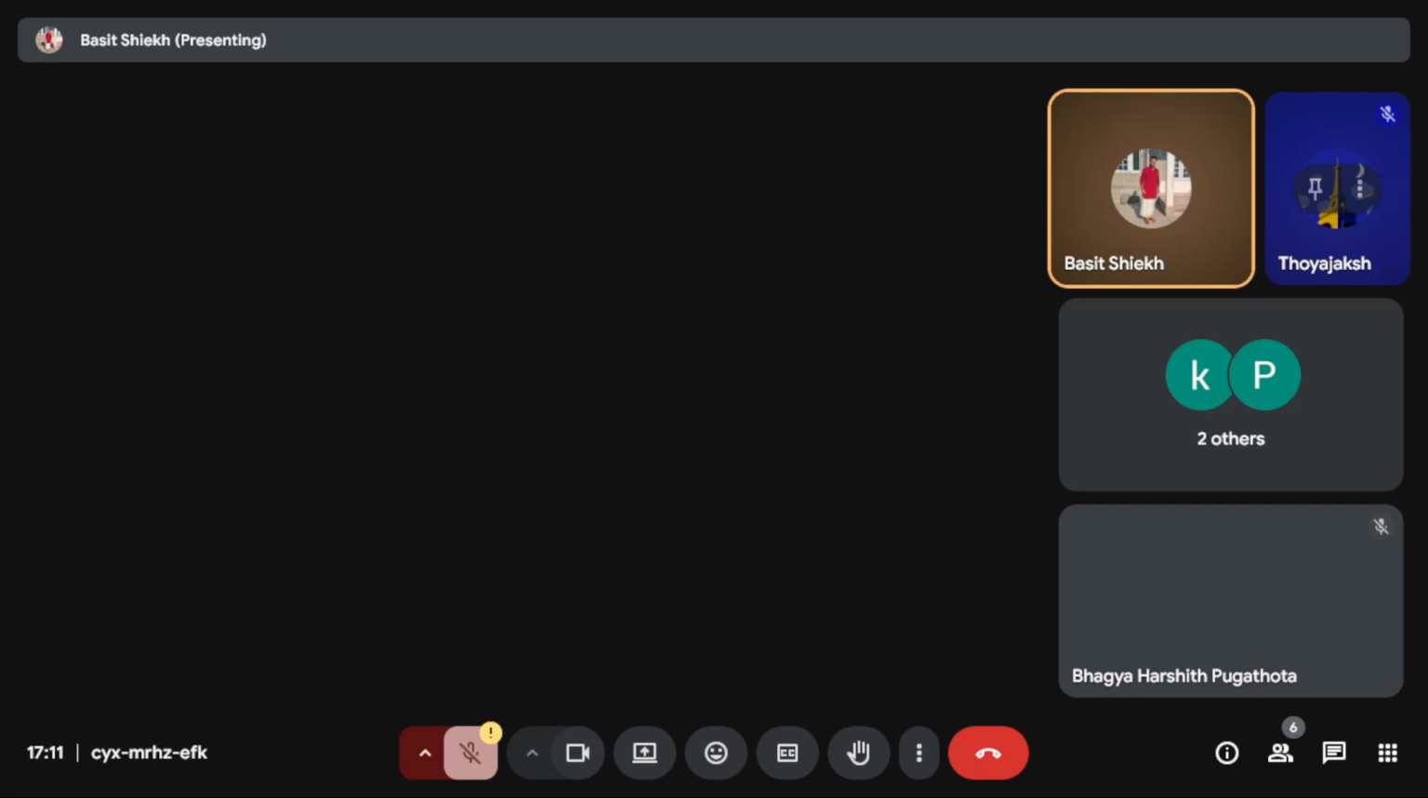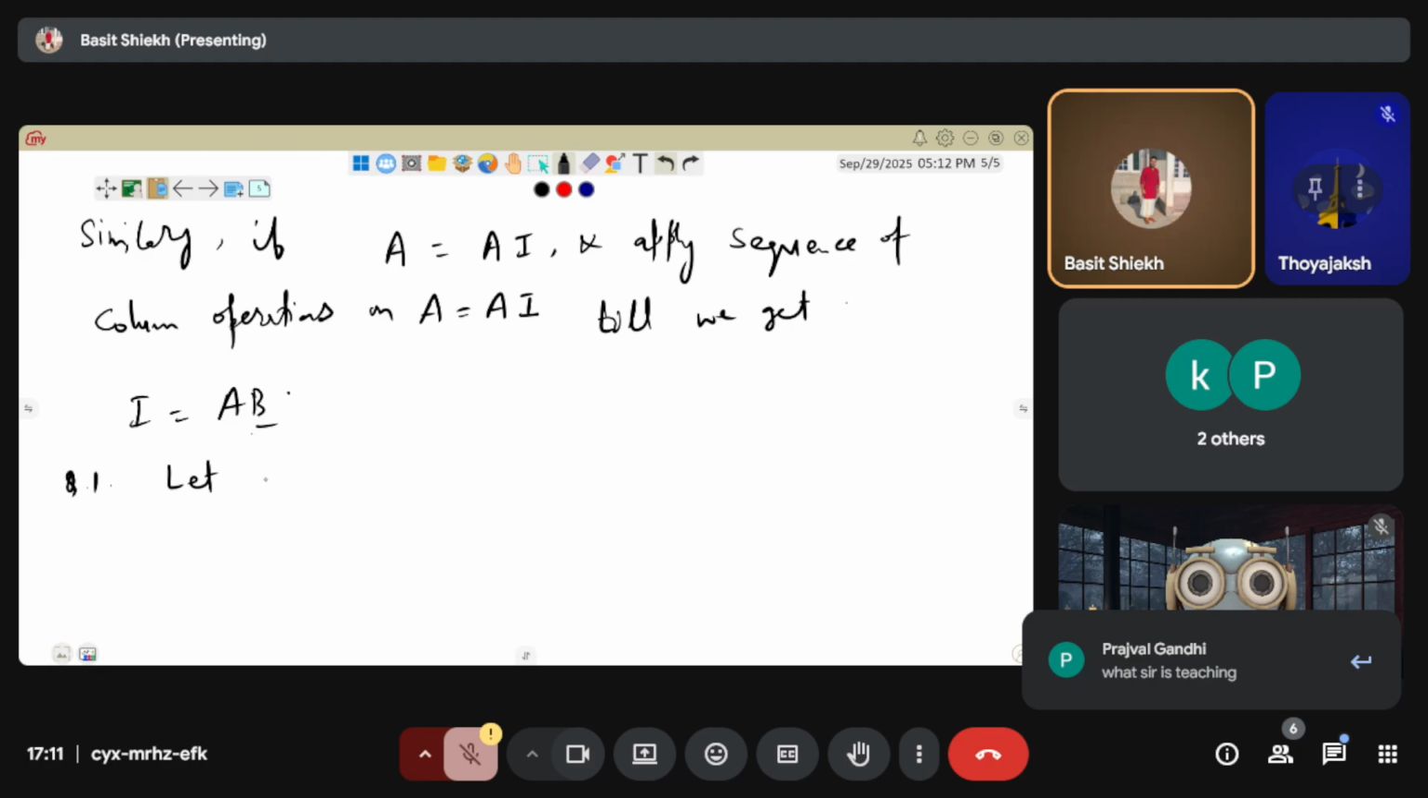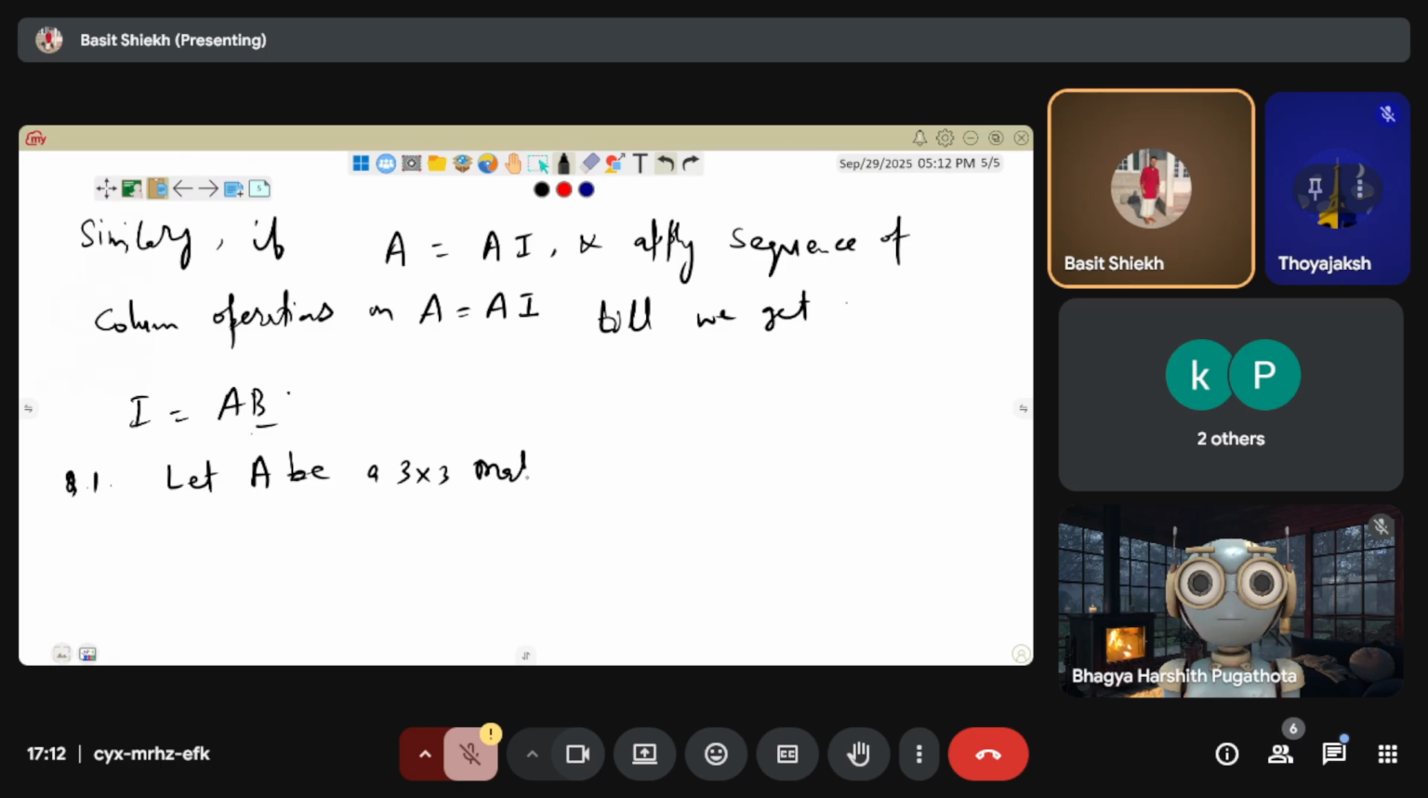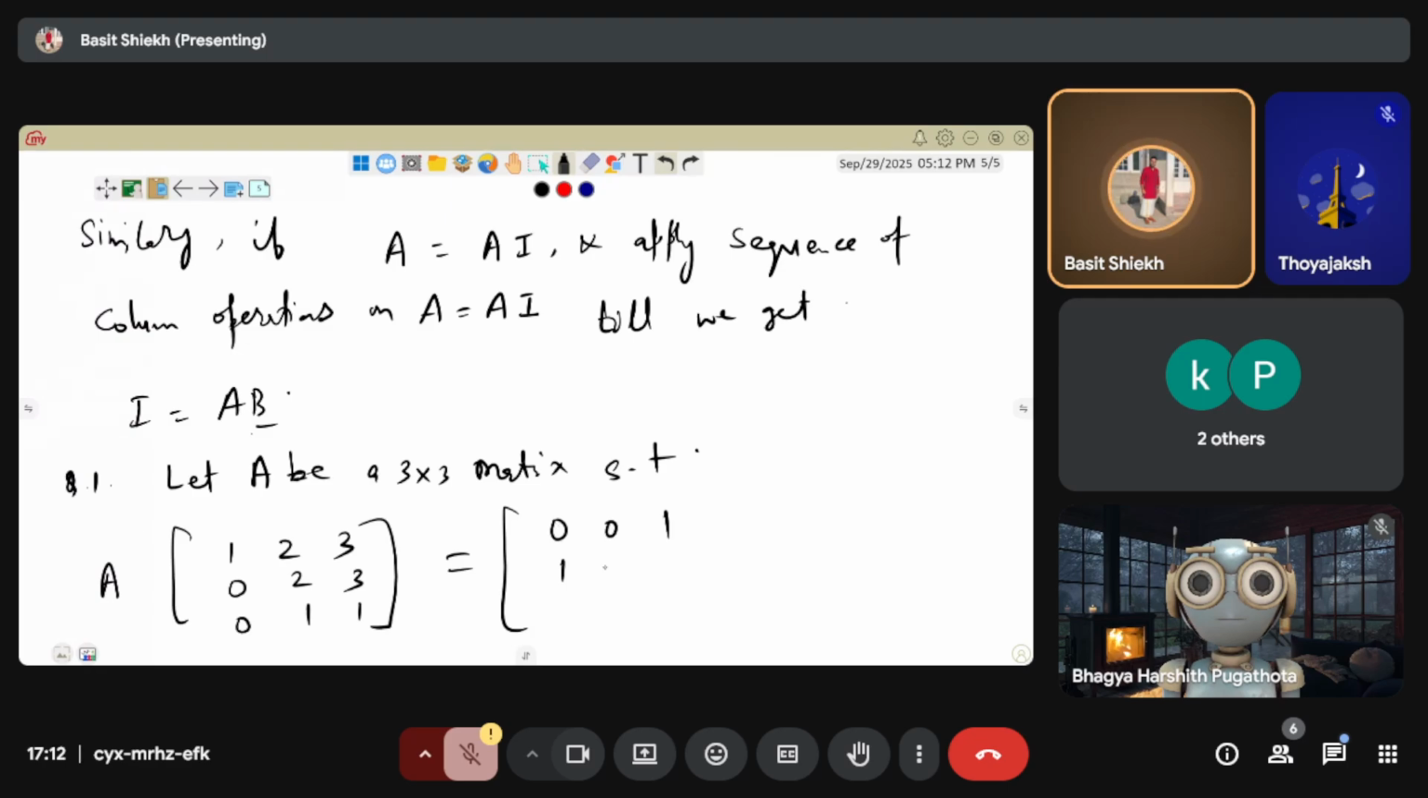Question 1. Let A be such that A into the matrix 1, 2, 3, 0, 2, 3, 0, 1, 1 equals to the matrix 0, 0, 1, 1, 0, 0, 0, 1, 0. Then find A inverse.